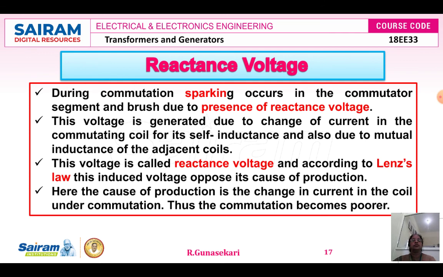The reactance voltage for linear commutation is different from that for sinusoidal commutation. Two types of commutation are there. For linear commutation, the reactance voltage ER = L × 2I / Tc. But for sinusoidal commutation, you multiply by 1.11 with the linear commutation value, that is ER = 1.11 × L × 2I / Tc only.